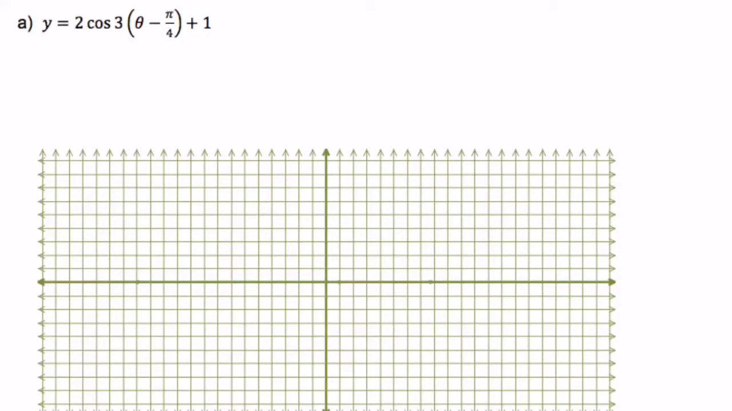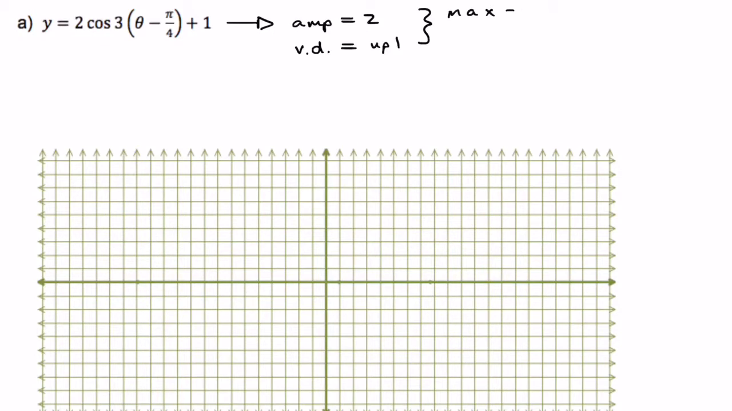y equals 2 cos(3θ − π/4) + 1. What I'm going to do first is just label all the components so that we can figure out the scale for the x and y axis. So the amplitude is 2 and the vertical displacement is up 1. So that means the maximum value is vertical displacement plus the amplitude.